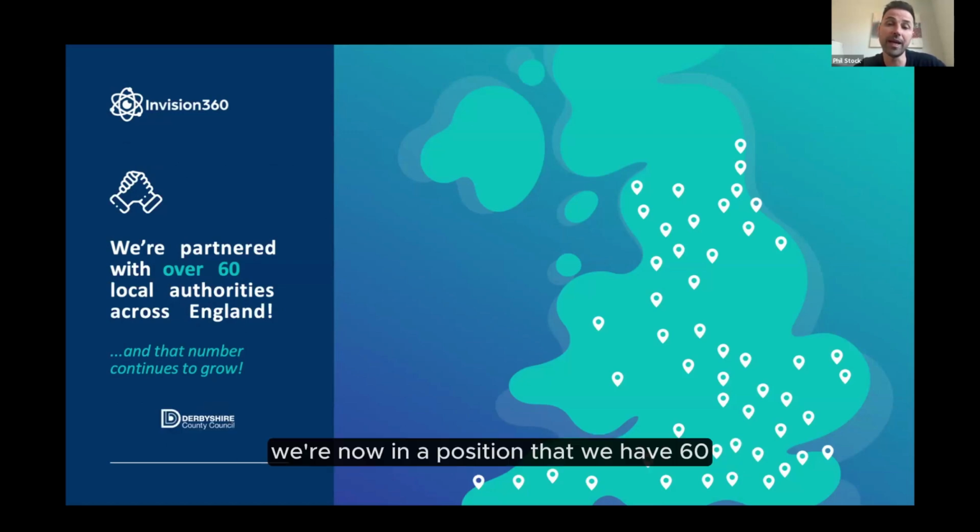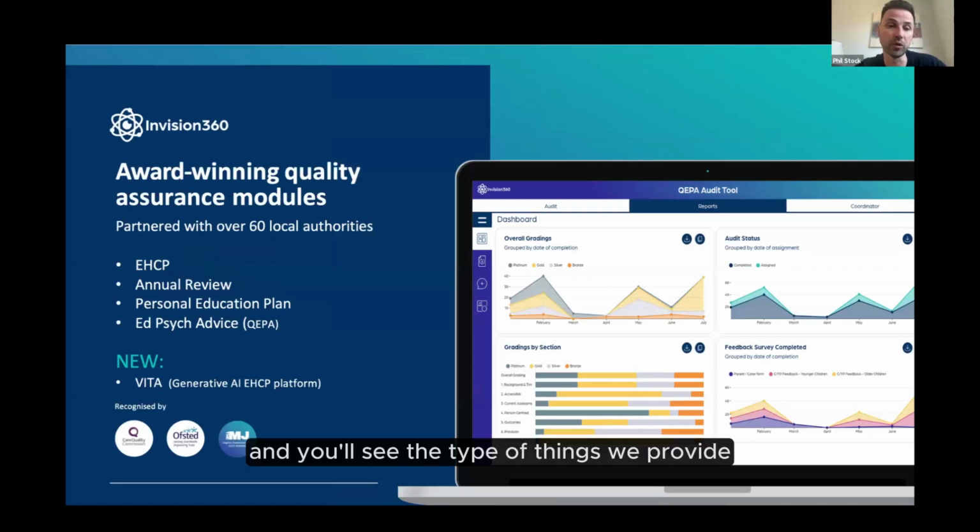We're now in a position that we have 60 local authorities in England who all commission our education, health and care plan audit tool. That's very much to do with quality and improving quality. It's very much separate to VITA, which I'll explain in a minute. It's our existing offer and what we currently do. You'll see the type of things we provide modules on: education, health and care plans, annual reviews, personal educational plans, education psychology advice. These are what are called audit or QA tools. They're not AI. These are things that we built over time and have implemented in up to 60 local authorities that help drive improvement and higher quality.